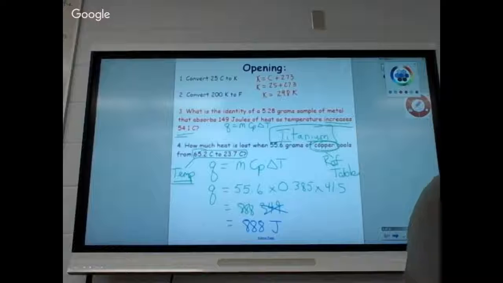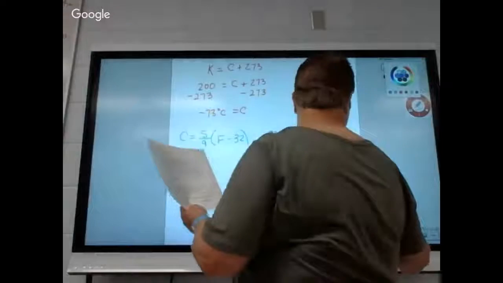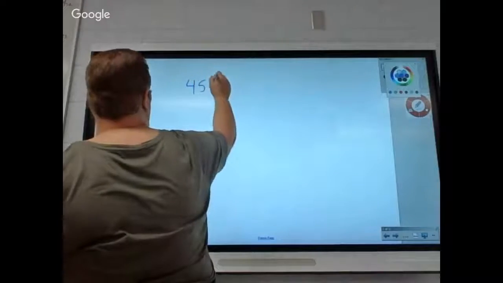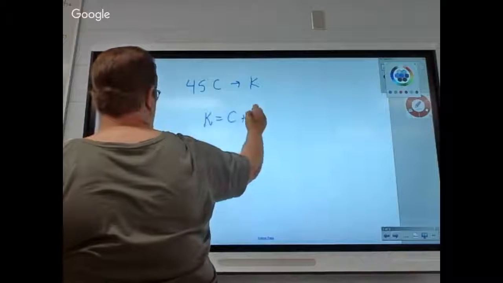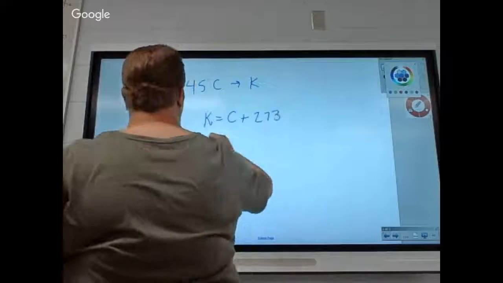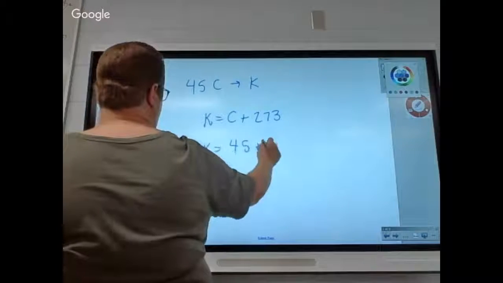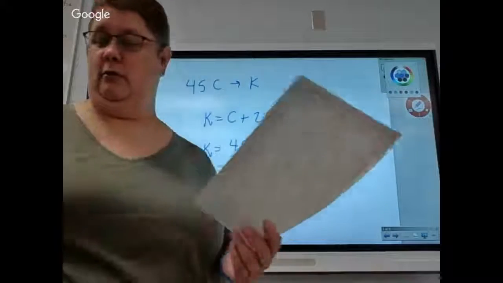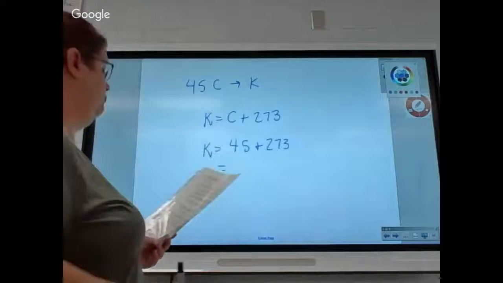All right, so I hear 6 in the second part of question 1. In the second part of question 1, you have 45 Celsius, and you're going to Kelvin. So K equals C plus 273. So Kelvin equals 45 plus 273. Unless I added that wrong on the calculator, 45 plus 273 is 318.